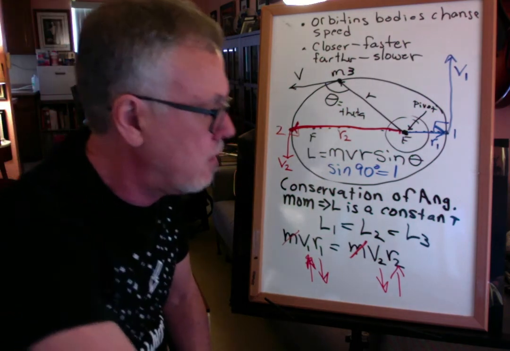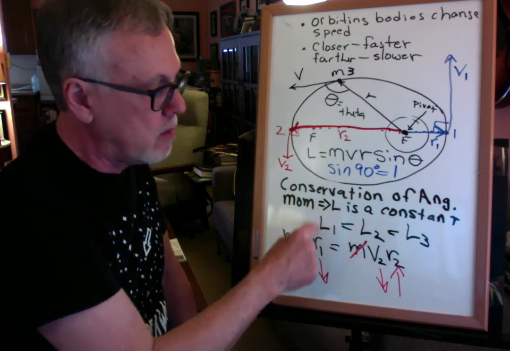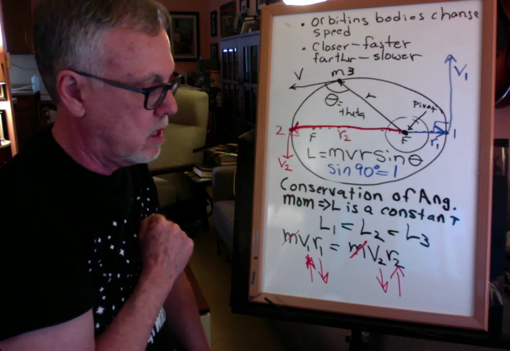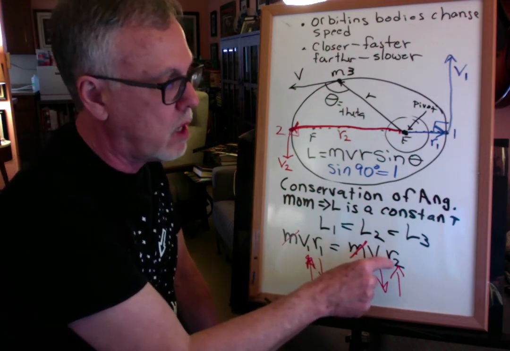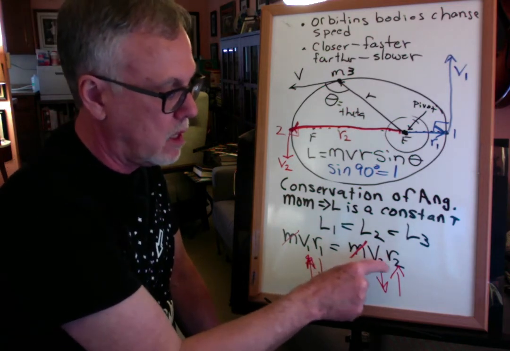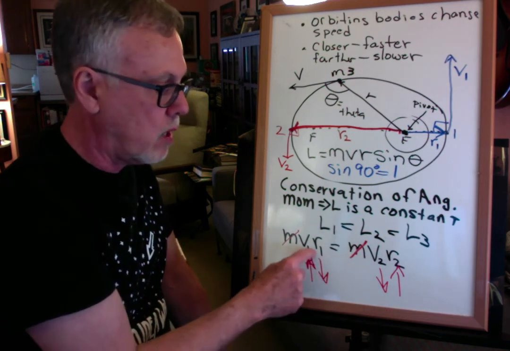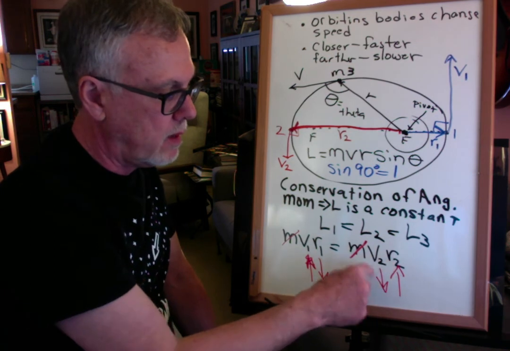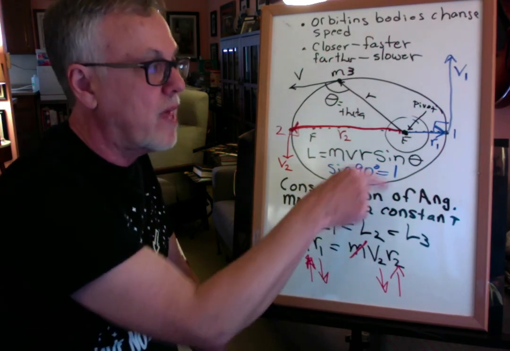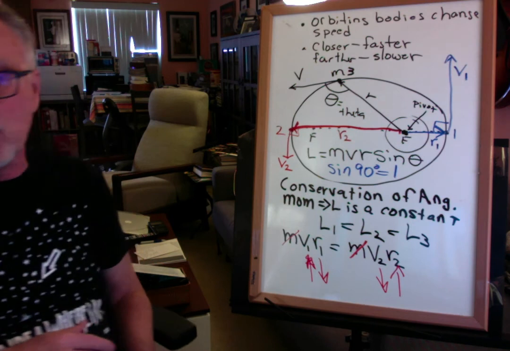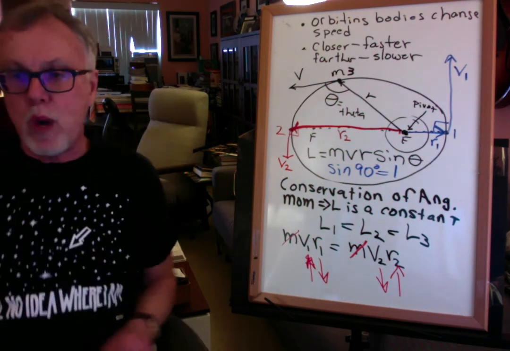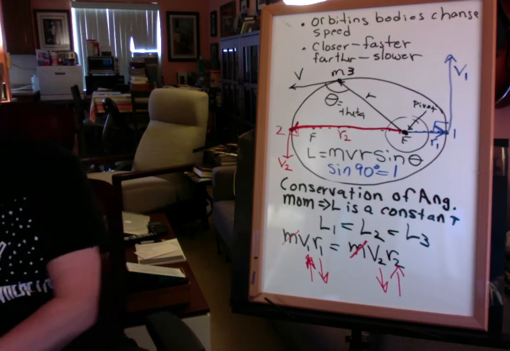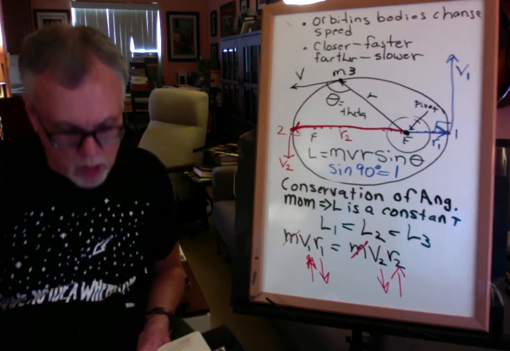So what does this say? Because angular momentum is always the same value no matter what, it means that when R gets small or big, then V must change. So in this case, when R is small, V must be big. When R is big, V must be small. And so that explains why the motion changes in the orbit and why it changes the way it does.